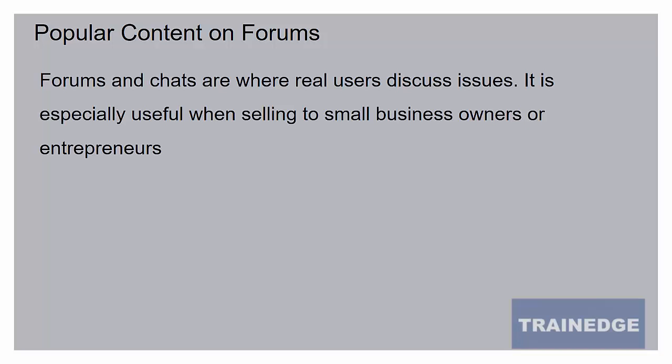Forums and chats are places where people come to discuss. And for any topic, there is a forum or a chat that is active on the internet. Forums are especially useful when you're selling to small business owners or entrepreneurs because they're very active on those forums. You can use boardreader.com, which is a forum search engine, to find relevant forums. Just search boardreader.com with the keyword and it will display all the forums where those keywords are being used in discussions.